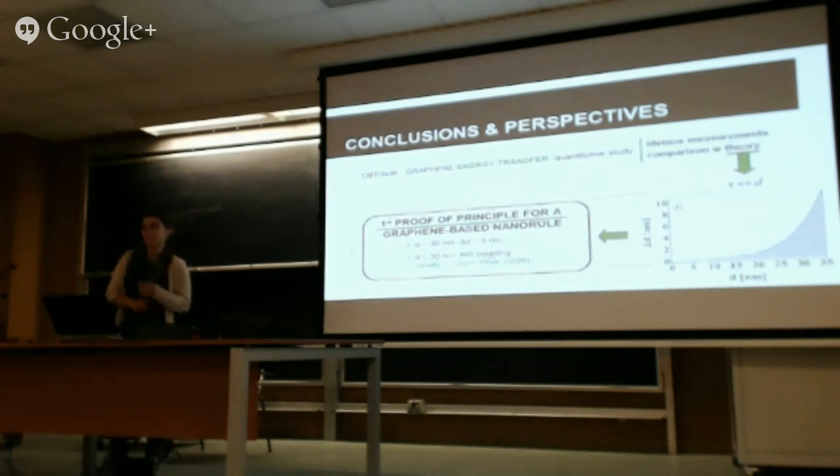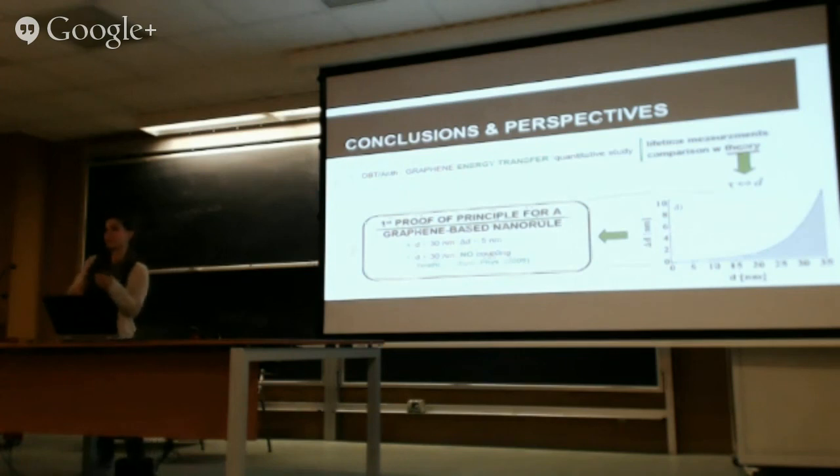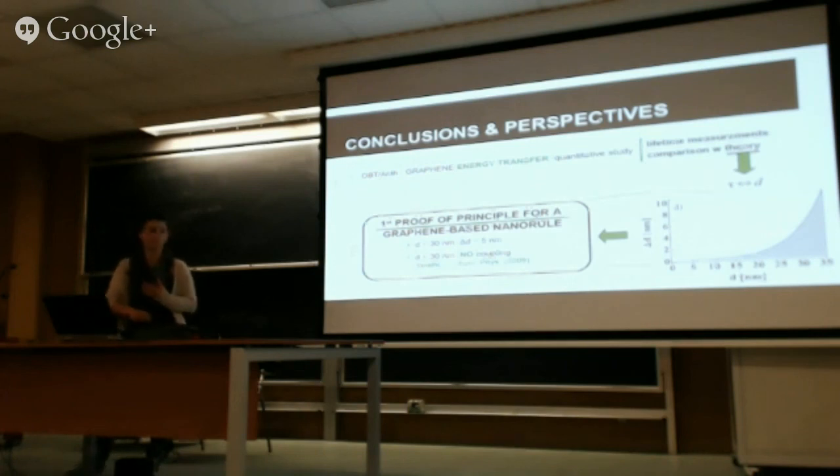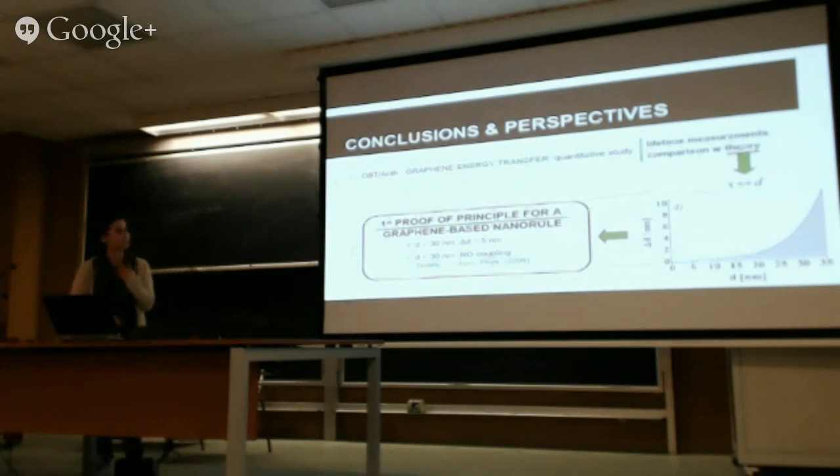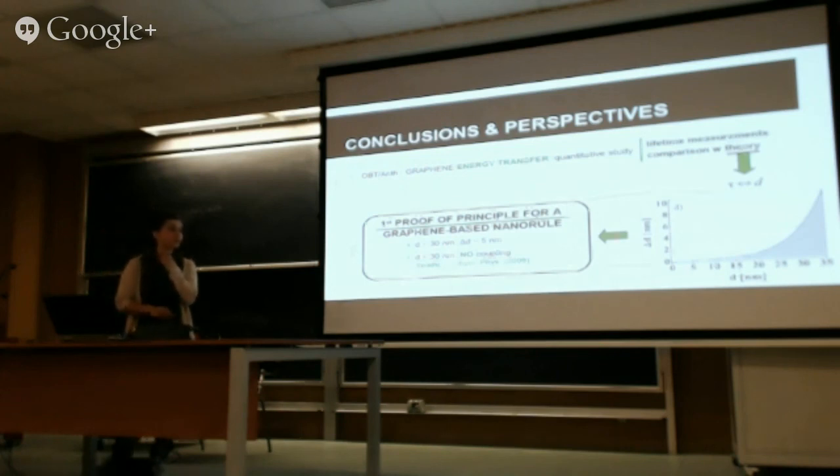As lifetime is related to the distance from graphene, this system can be seen as a prototype of a nanoruler, which is a ruler that is able to measure nanoscopic distances. We made a simulation of the best result that we can obtain with our system, and what we see is that we can have a graphene-based nanoruler made with our emitter that will allow measuring distances up to 30 nanometers with an uncertainty of less than 5 nanometers. Thank you for your attention.